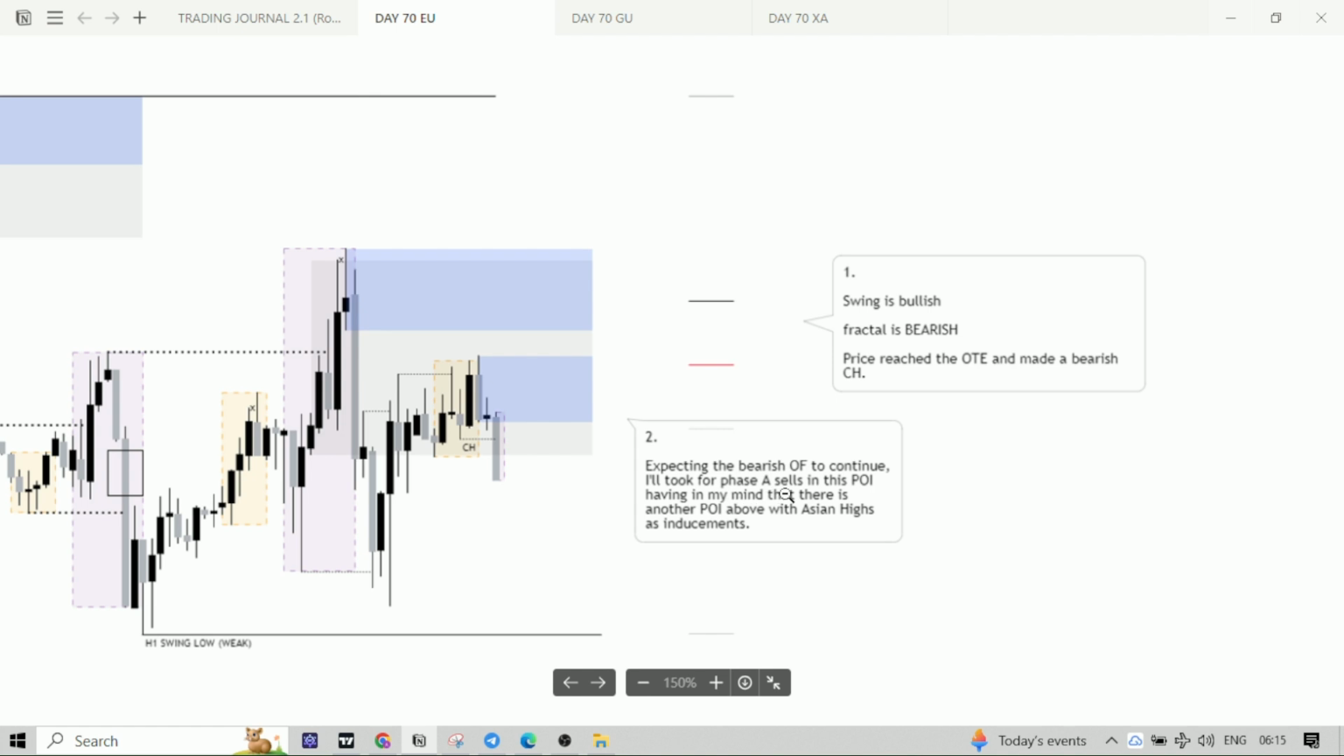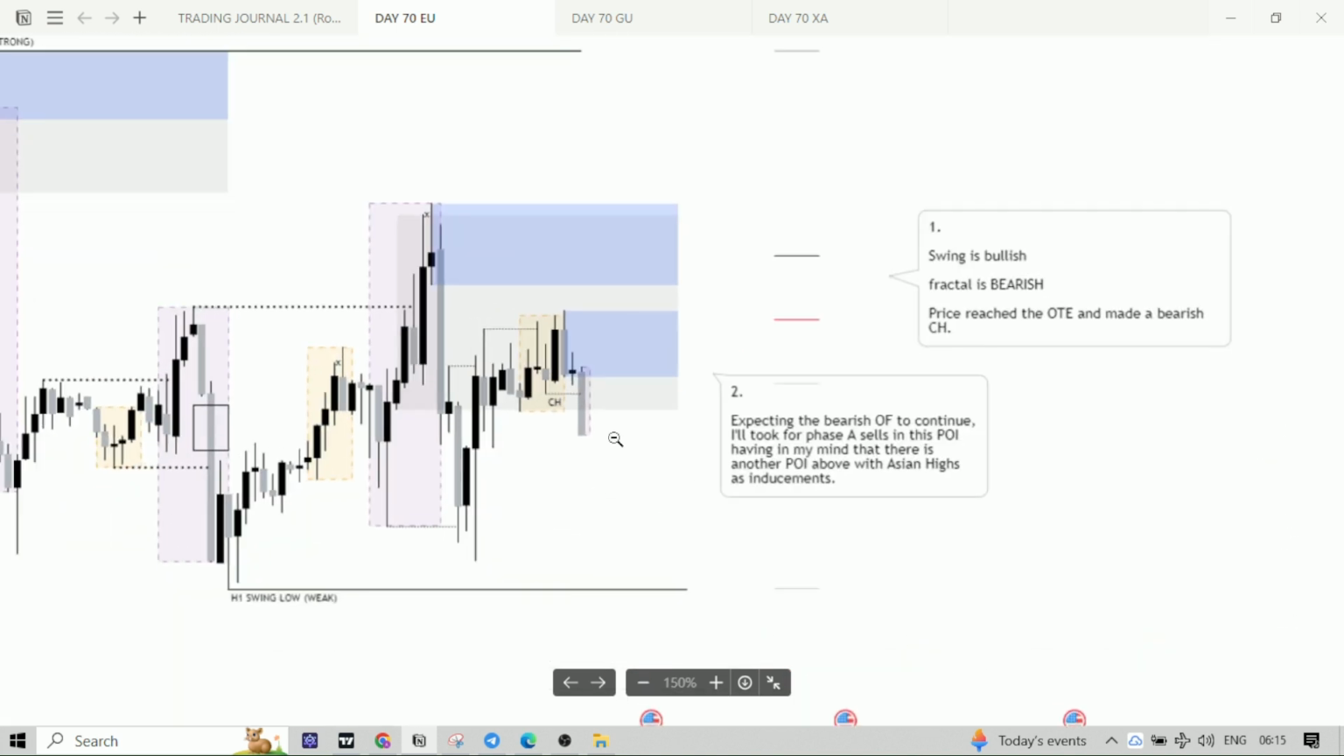I'll look for phase A sells in this POI, having in mind that there is another POI above with Asian high inducements. I definitely know that price will not go into this Asian high because of this huge displacement. Once this kind of displacement happens, probably a fair value gap will form. So it will be very difficult for the price to overcome the fair value gap, tap into and mitigate this supply and then come down. Rather, price will just mitigate this supply and then push down. So that's what I was expecting.